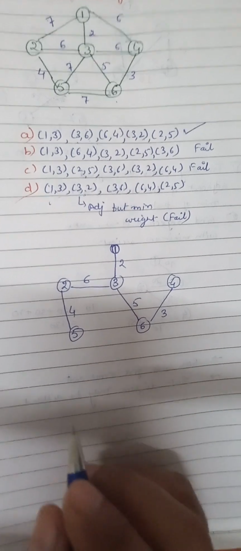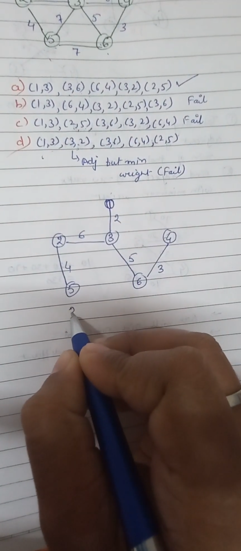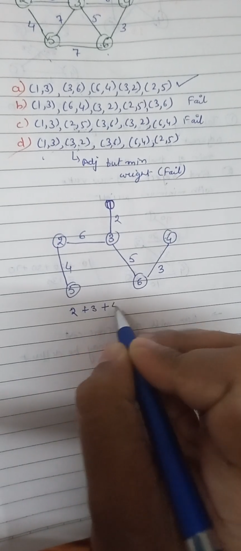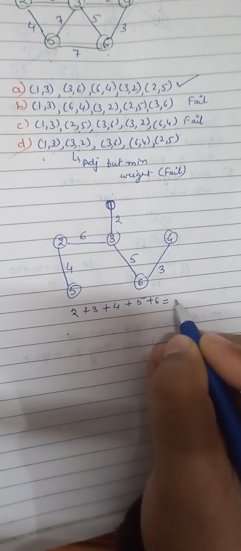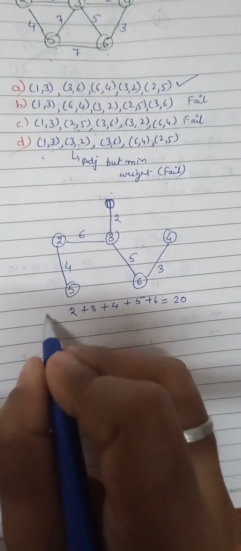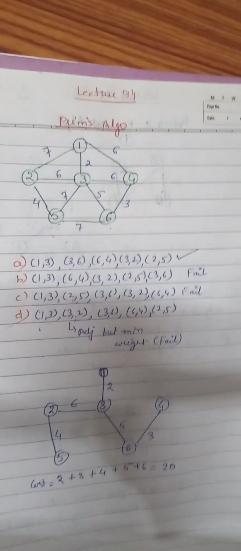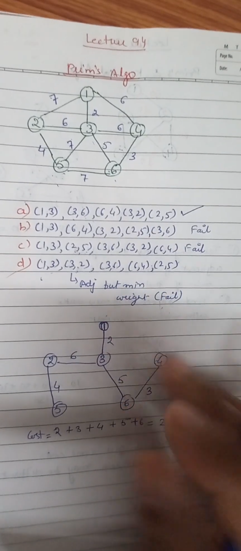So if we add them, what will we get? 2 plus 3 plus 4 plus 5 plus 6. So the cost will be 20. So in that way, if a question is given and we need to find out the answers, we can eliminate the answers.